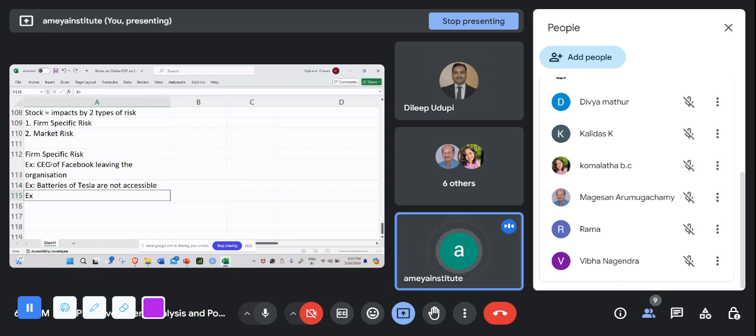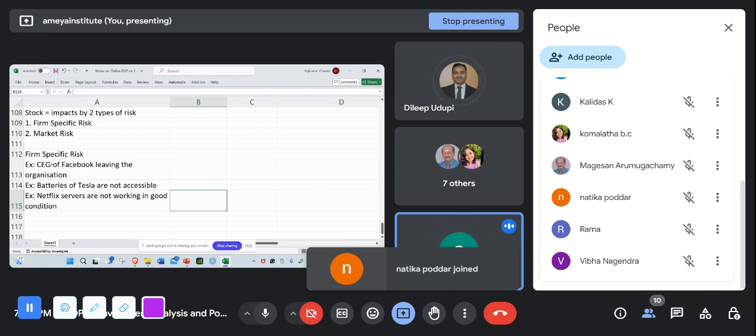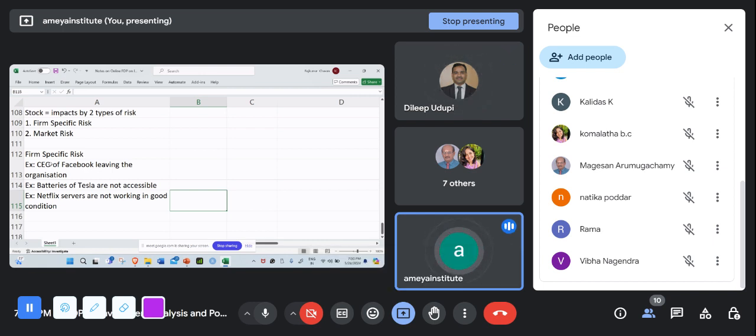One last example of firm specific risk. Let's say Netflix servers have some problem. Because of this, the subscribers of Netflix may go down, and because of that the stock of that particular company will fall, and the returns will also fall, right? So once again, this is firm specific risk. It's called firm specific risk. Is it clear?